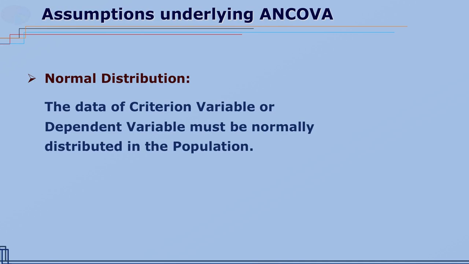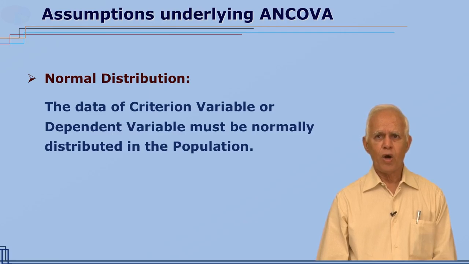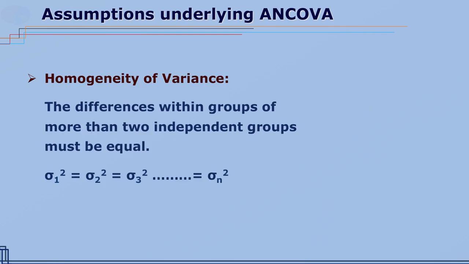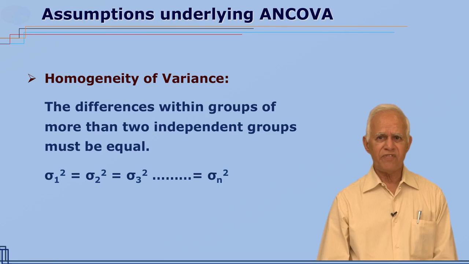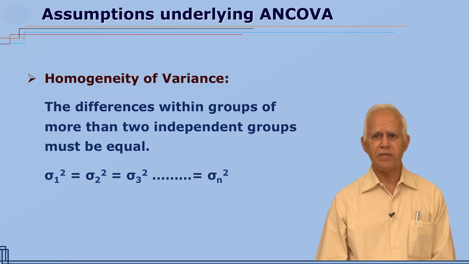Now, let us understand the different assumptions which the data must satisfy if it is to be analyzed with the help of analysis of covariance. One assumption is normal distribution. The data of the dependent variable or the criterion variable should have a normal distribution in the population. The second assumption is the homogeneity of variances. That means the variances of the dependent variable or the criterion variable in the different groups must be the same.